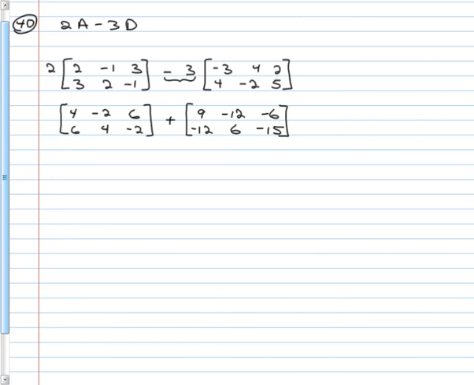And now it's just a matter of adding all our corresponding elements. So let's see, 13, negative 14, 0, negative 6, 10, negative 17. Anybody else get that or not get that? Hopefully got it. All right, that was 40.